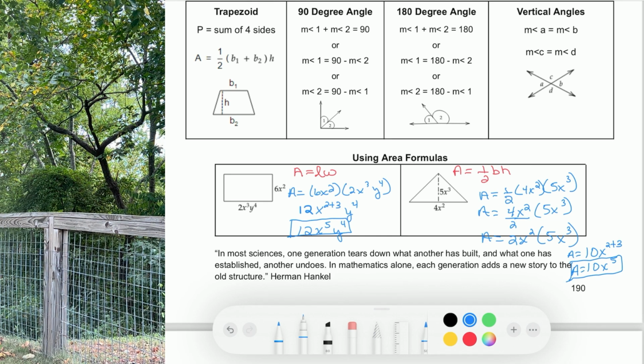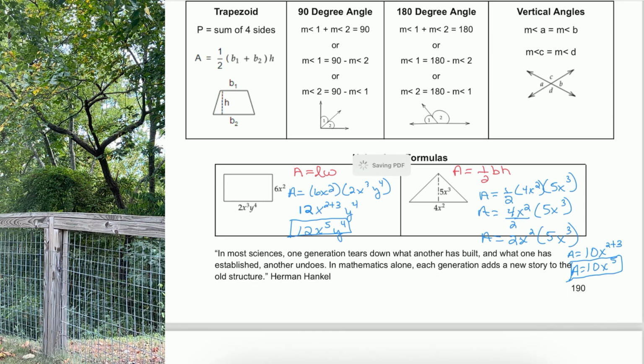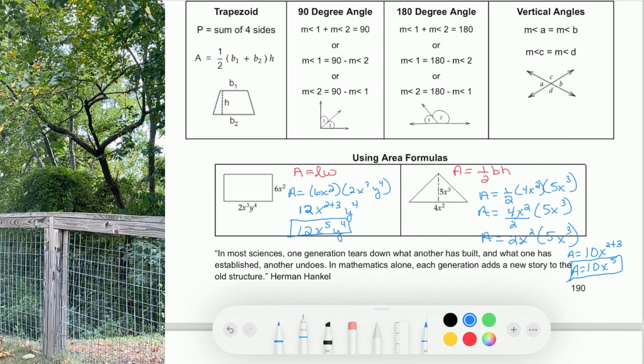All right, let's look at our quote here. In most sciences, one generation tears down what another has built, and what one has established, another undoes. In mathematics alone, each generation adds a new story to the old structure.